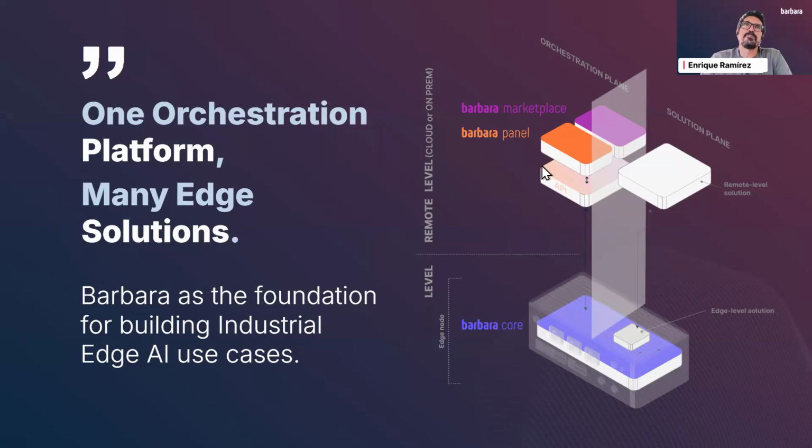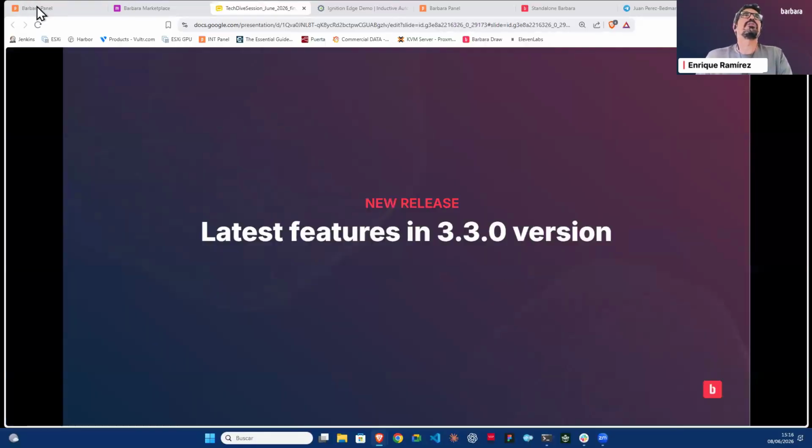We can offer our customers a private instance of this platform to be installed on their premises. So let me show you Panel, let me show you the Marketplace, let me show you how we can work with a device, and let me show you how to deploy something very basic, like for example a database, to see the basic behavior and the basic way of working with Barbara before going to the new functionality 330. So let's do that. I will just move from here to here.